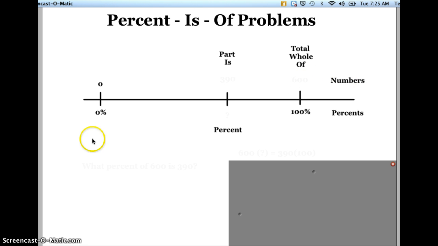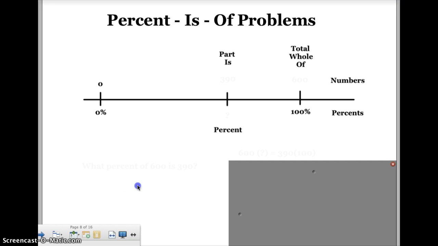So let's see how this works when I do a real life problem. So I'm going to click on that problem here. There we go. It says, what percent of 600 is 390? Now the two things that I always do is I always look for the word of and I look for the percent when I do these problems. Now the word of, what comes right after that, usually gives a clue to what the total or whole is. Of 600, that means that there's a total of 600. So I'm going to put 600 in the whole or the total section.